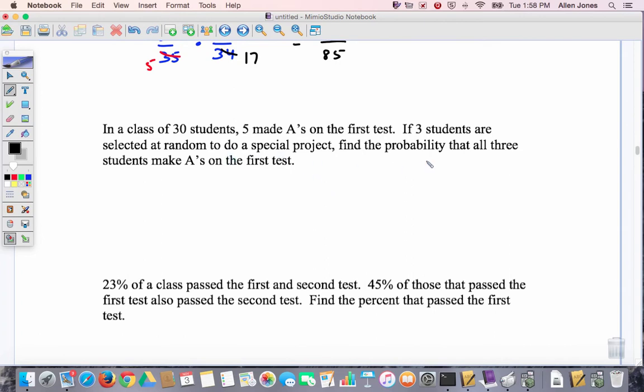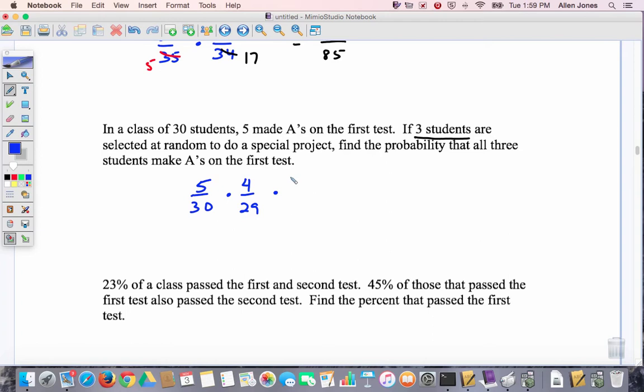Let's move on here. In a class of 30 students, 5 made A's on the first test. If 3 students are selected at random to do a special project, find the probability that all 3 students made A's on the first test. So notice we're selecting 3 different students, not the same student 3 times, but 3 different students. So the probability the first student we select made an A is 5 out of 30.